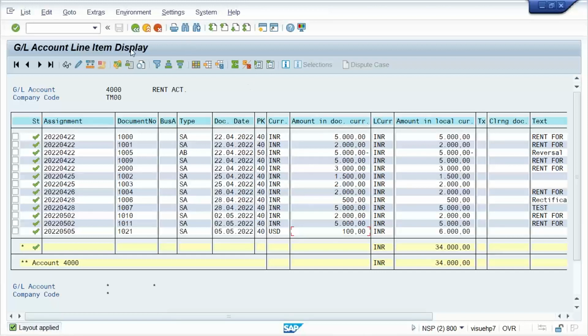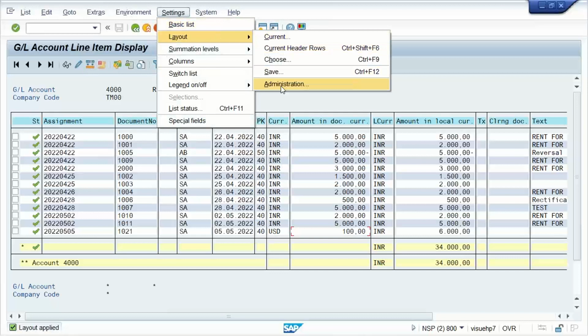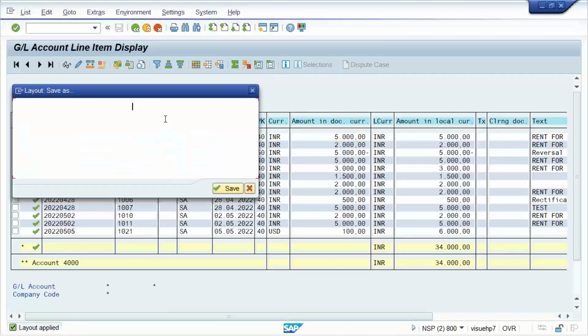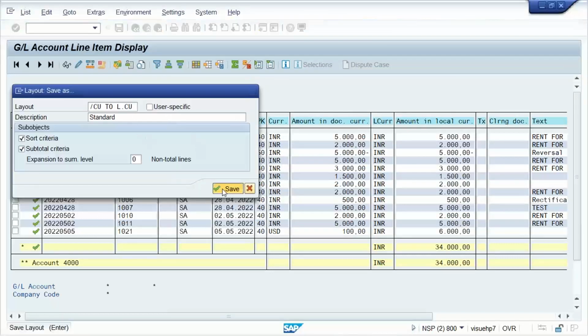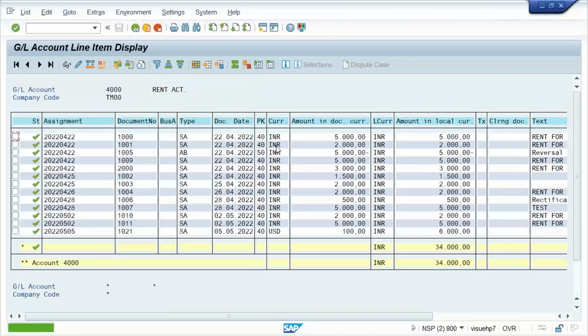So if you want to save this format, then what is happening, guys? Here you will be having, somewhere, yeah, layout. You need to save it on a particular layout. Somebody has created, it's okay. Okay. So now this is how it is going to be, right?